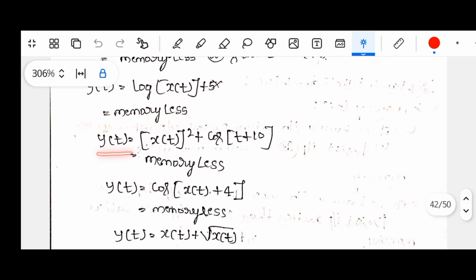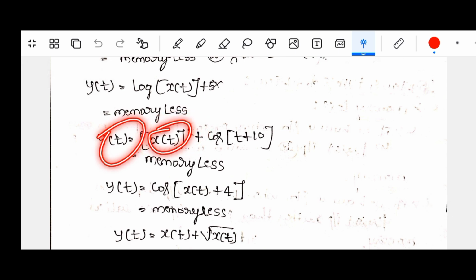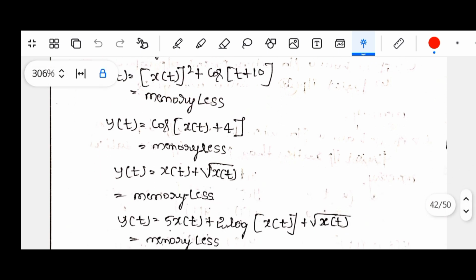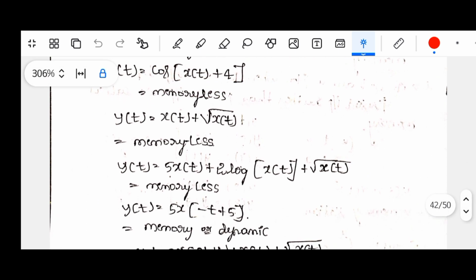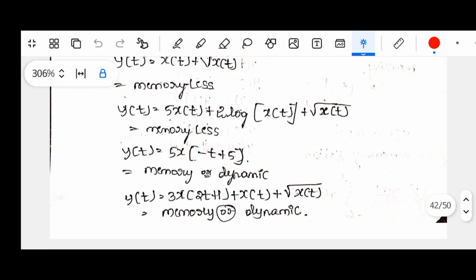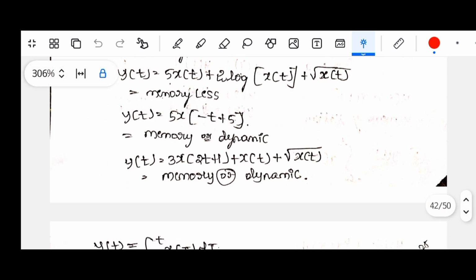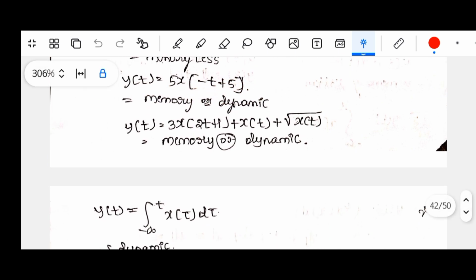Y of t is equal to x of t whole square plus cos of t plus 10. See, this is the input x of t and this is the output y of t, where t is a constant. Therefore, that is also memoryless. Y of t is equal to cos of x of t plus 4: also memoryless. Y of t is equal to x of t plus square root of x of t: also memoryless. Y of t is equal to 5 x of t plus 2 log of x of t plus square root of x of t: also memoryless. Y of t is equal to 5 x of t plus 5: also memoryless or dynamic.